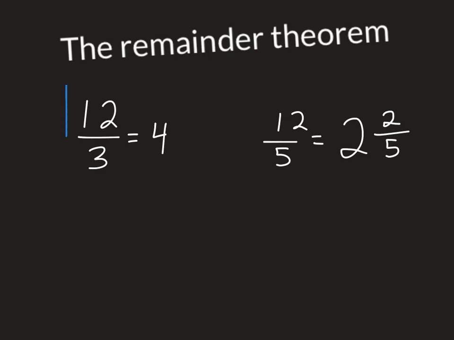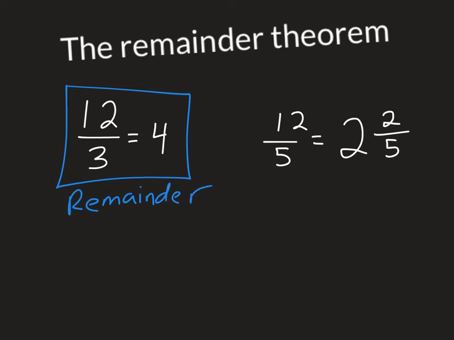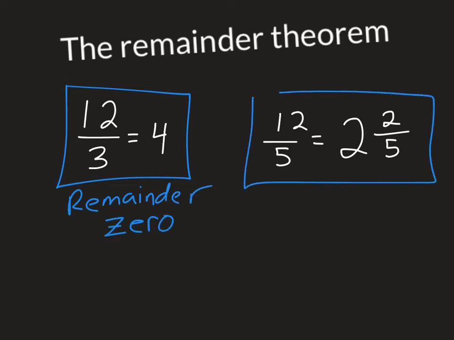So in this example, it divided evenly, meaning that there is a remainder of 0. And in this other example, it did not divide evenly, which means that there is a remainder of something else, which is the main thing that I want to talk about today. It's a remainder of not 0.